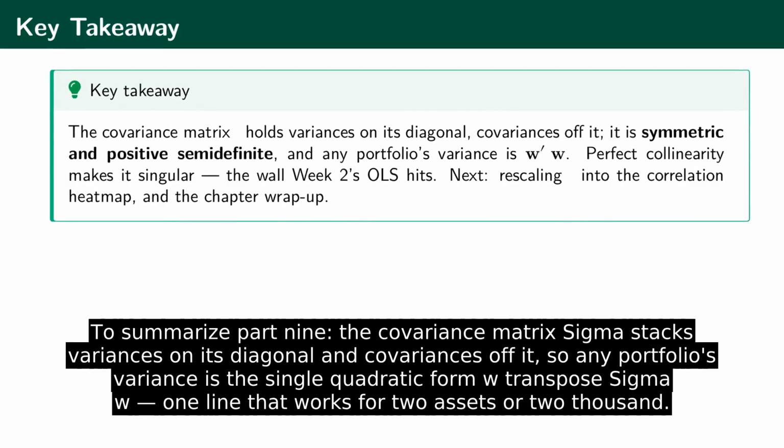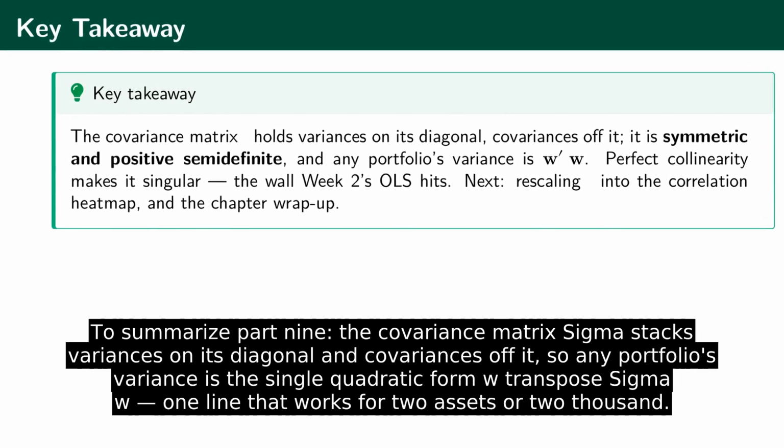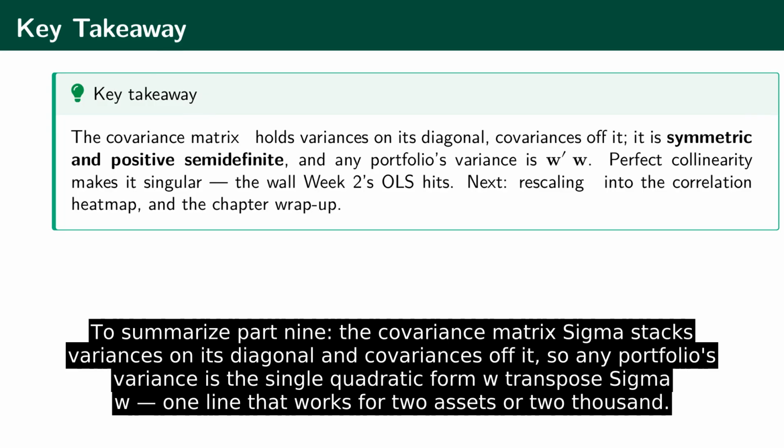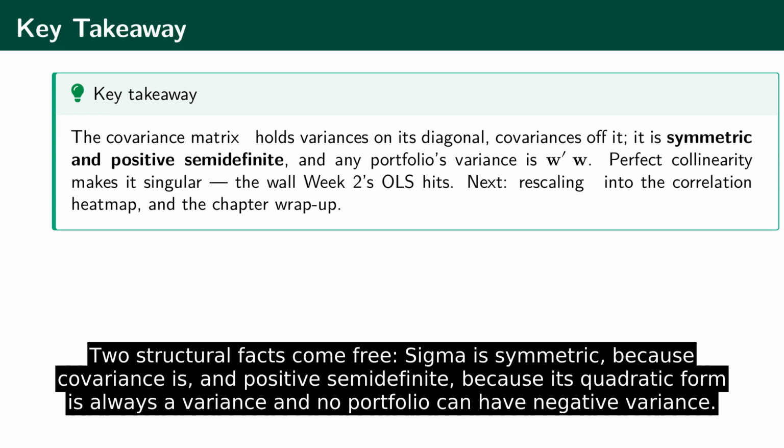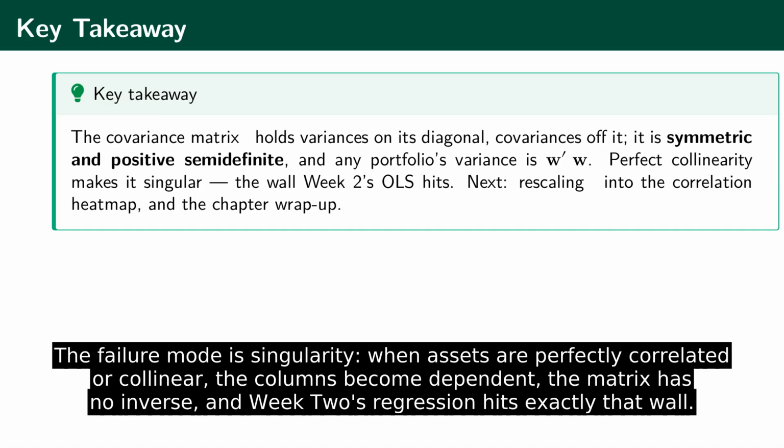To summarize Part 9, the covariance matrix sigma stacks variances on its diagonal and covariances off it, so any portfolio's variance is the single quadratic form W transpose sigma W, one line that works for 2 assets or 2,000. 2 structural facts come free. Sigma is symmetric, because covariance is, and positive semi-definite, because its quadratic form is always a variance, and no portfolio can have negative variance. The failure mode is singularity.